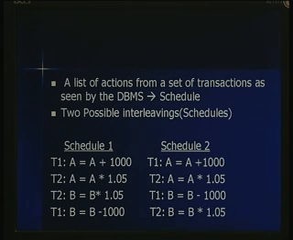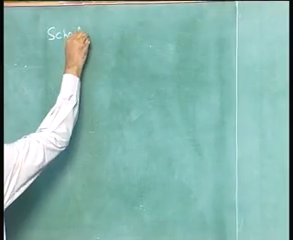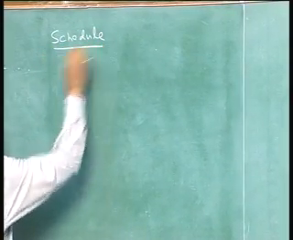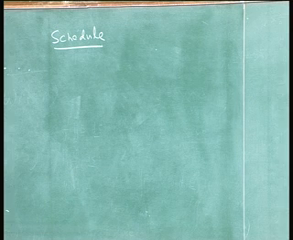Now, what happens when these transactions are executed simultaneously on the database? It is possible for the operations of the transactions to execute in an interleaved fashion. When these get executed in an interleaved fashion, we call that a schedule. A schedule is nothing but a series of operations as executed by the database management system.